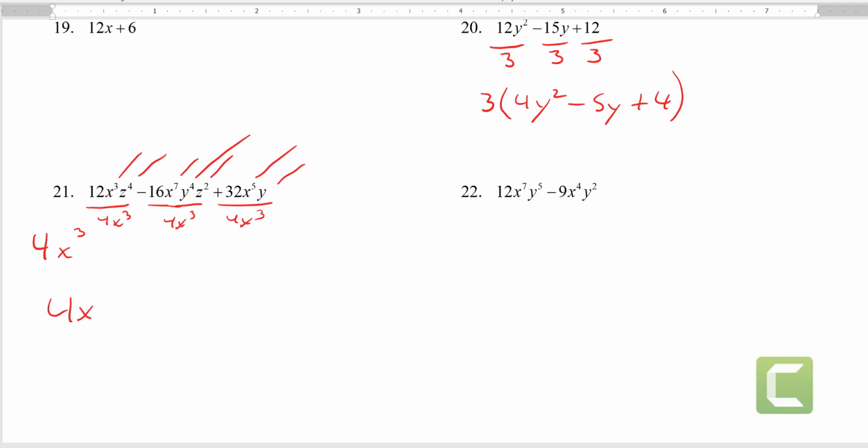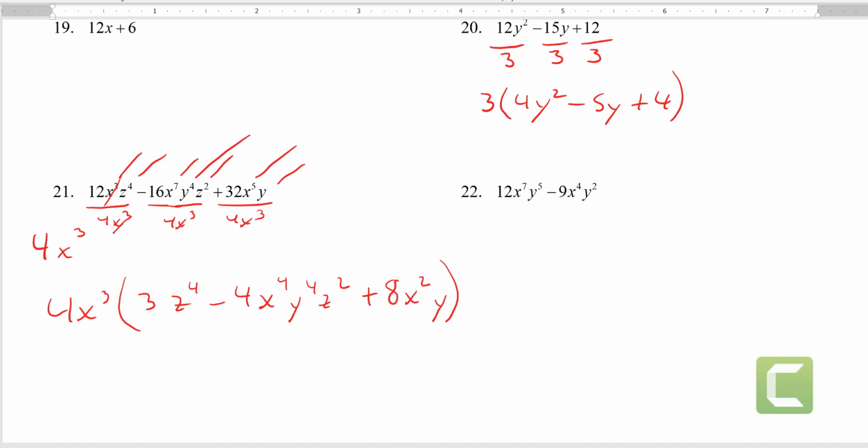Okay, so we get 4x cubed, and then that's going to be 3, and then the x cubes cancel, z to the 4th, minus 16 divided by 4 is 4, 7 minus 3 is 4, so x to the 4, and nothing else, so it's y to the 4th, z squared, and plus 32 divided by 4 is 8, and 5 minus 3 is 2, so x squared and y. And that's the answer to that problem.